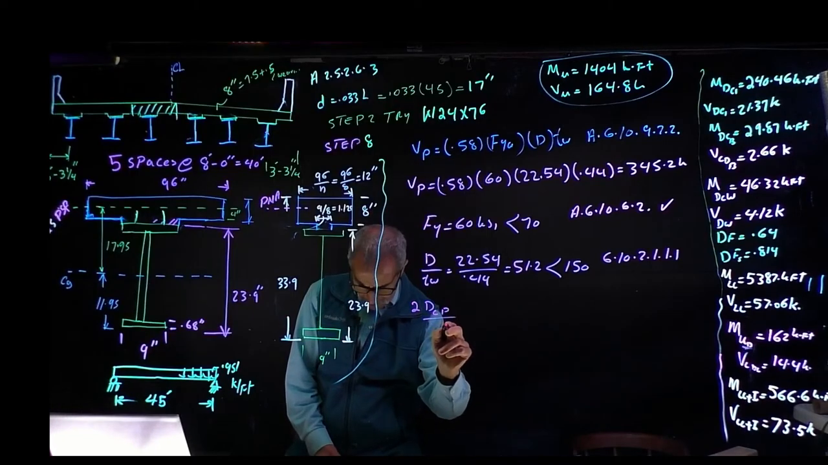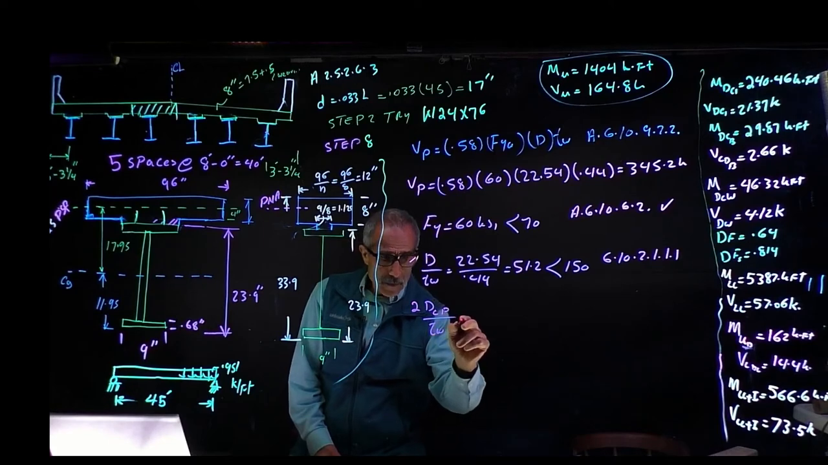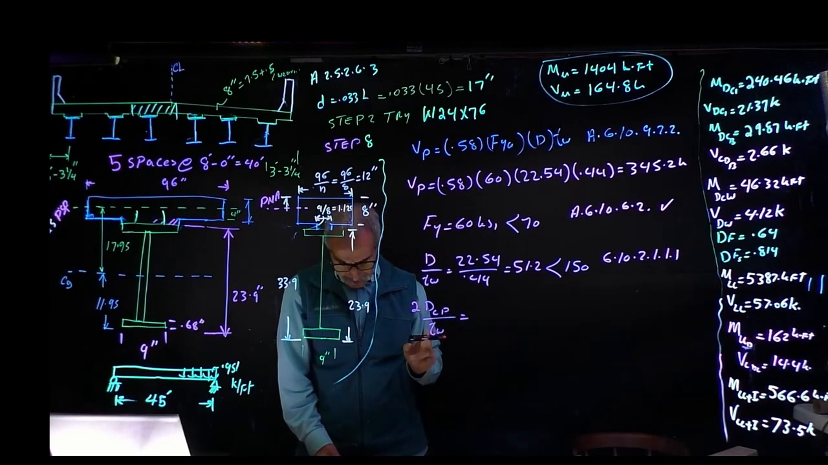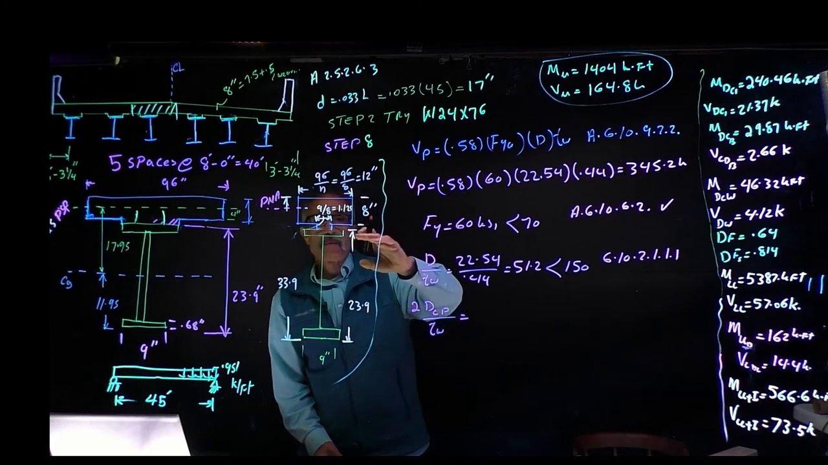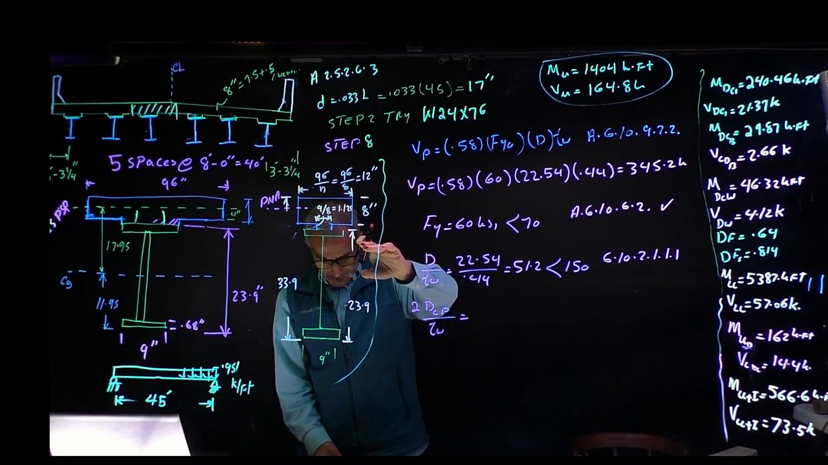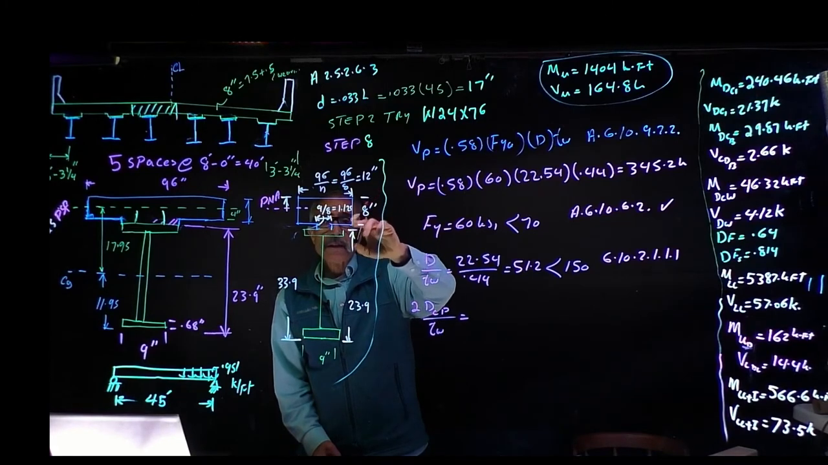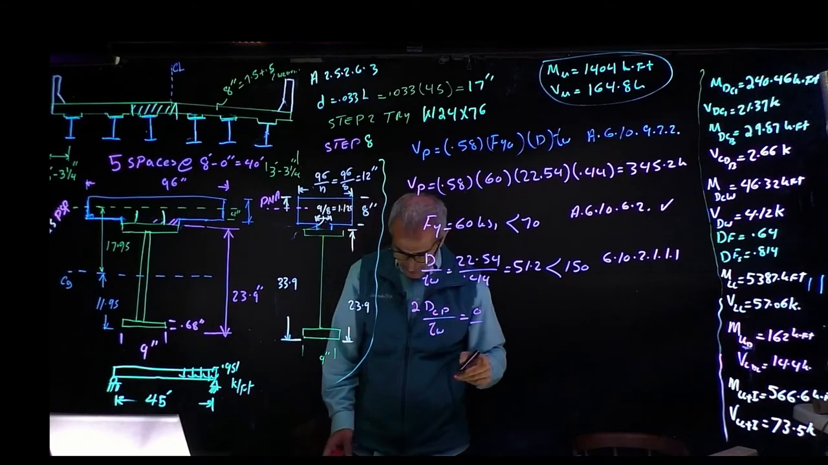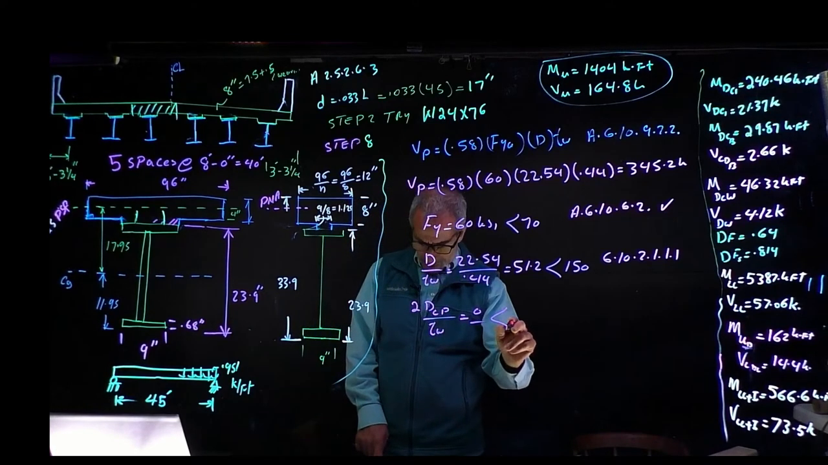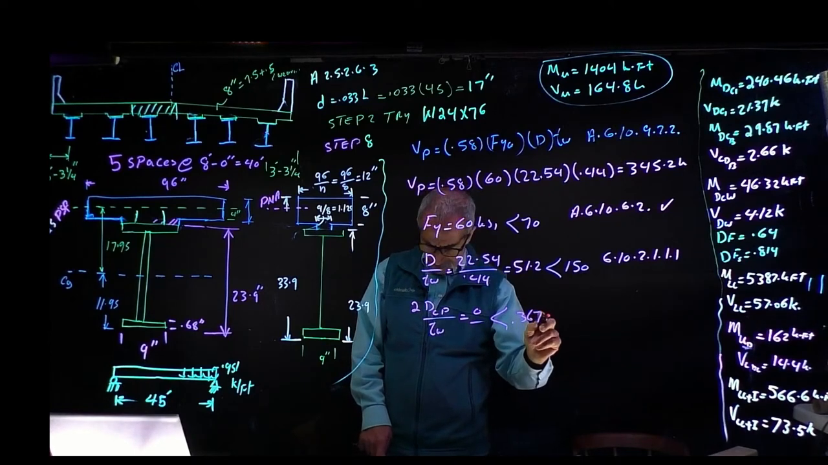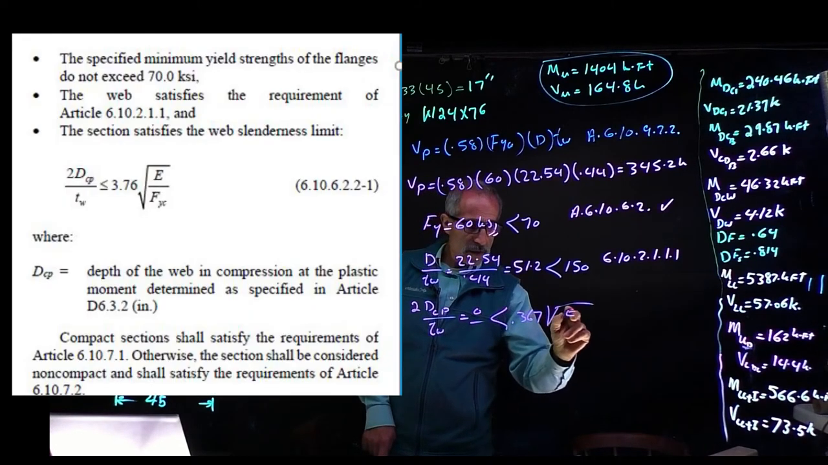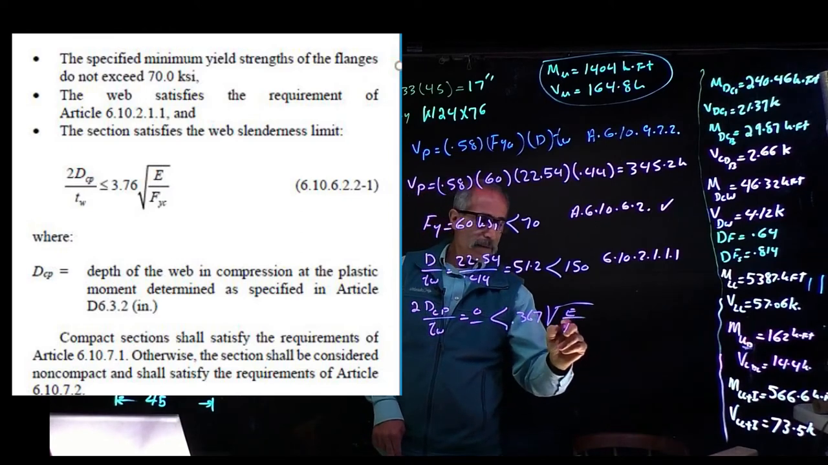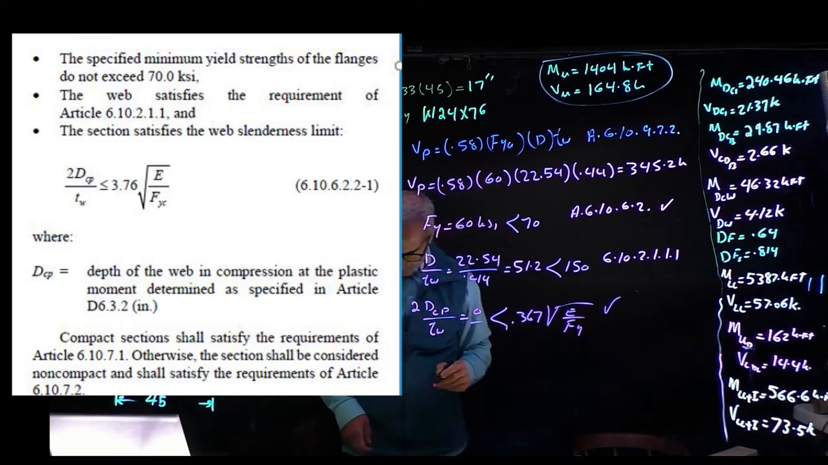For the same thing over there, we have to check and make sure 2Dcp divided by Tw, which is our Dcp, became zero, because the depth of our girder web in compression, the compression zone, is way in the concrete, it's not here. So that Dcp comes out equal to zero, which has to be less than 0.367 square root of modulus of elasticity divided by Fy. So that checks out also.